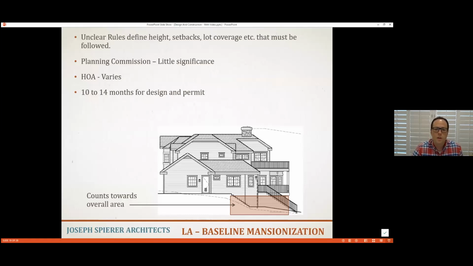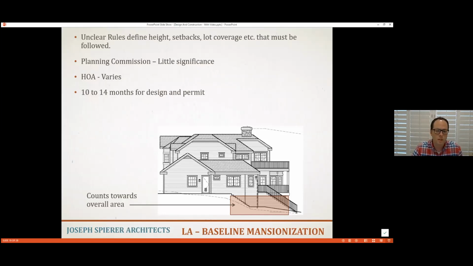What we have here is the Los Angeles Baseline Mansionization area. And they actually just recently changed their rules. They are kind of anti-mansion up there. So some of those big homes that have been created, you could never do that again today. You essentially have strict rules becoming more strict.